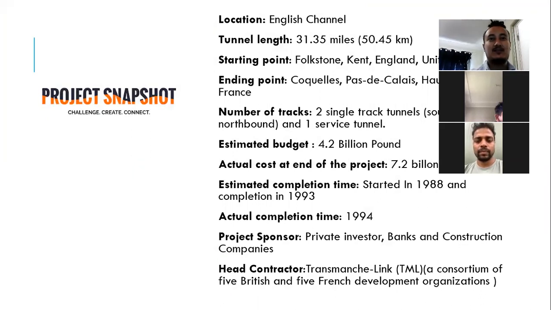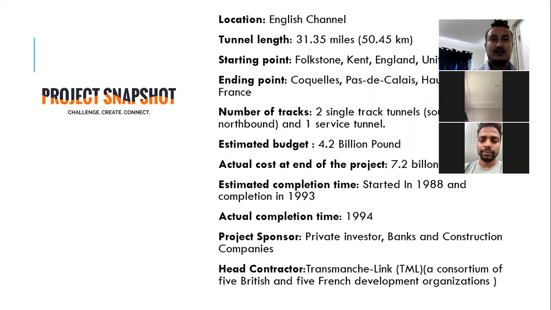So what is this channel tunnel about? It is nothing but a tunnel that is connecting England and France. It is a 31.35 mile tunnel that is built across England and France. It basically consisted of three tunnels in the project. Two tunnels were for rail traffic and one for emergency, security, and service purposes.